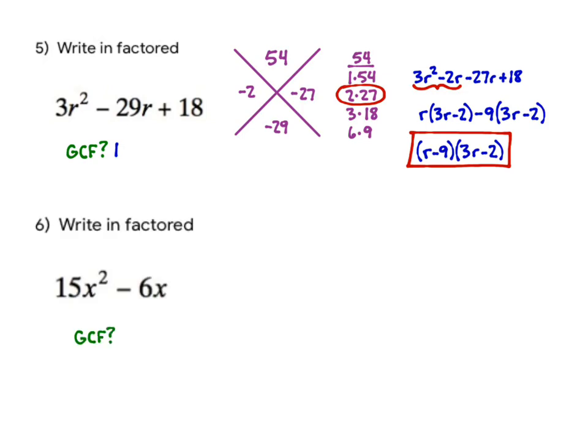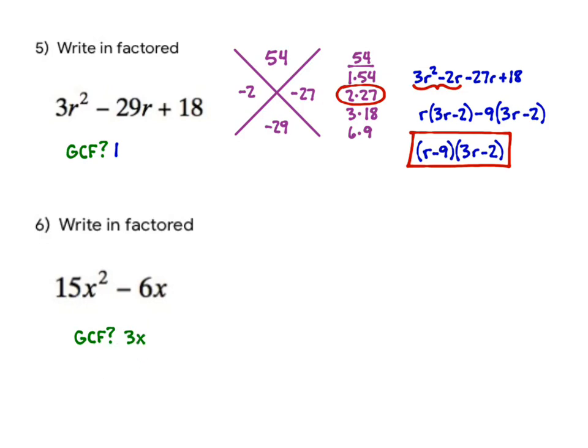All right, for number 6, we've got 15x squared minus 6x. Remember, you always look for a GCF. Well, what's the GCF in this case? The GCF of 15 and 6 is 3, and the GCF of x squared and x is x, so the GCF is 3x. Because we have a GCF here that's not 1, we can take our original binomial or trinomial or whatever the polynomial was and divide each of the terms by 3x.